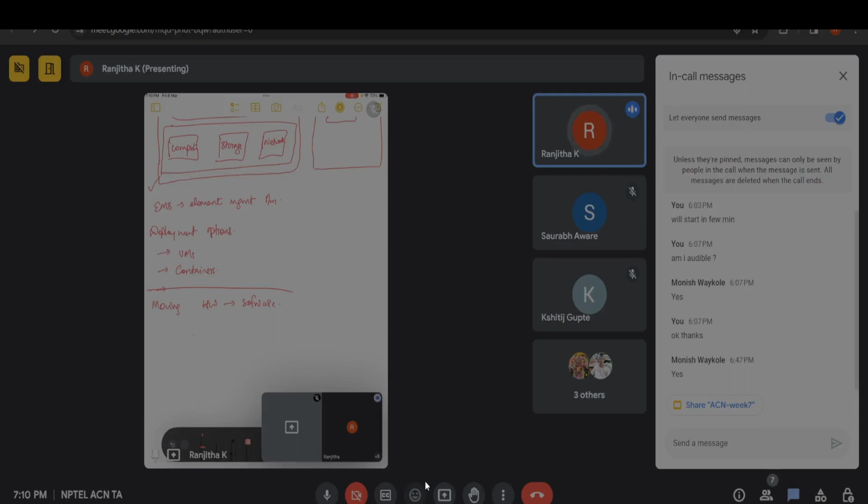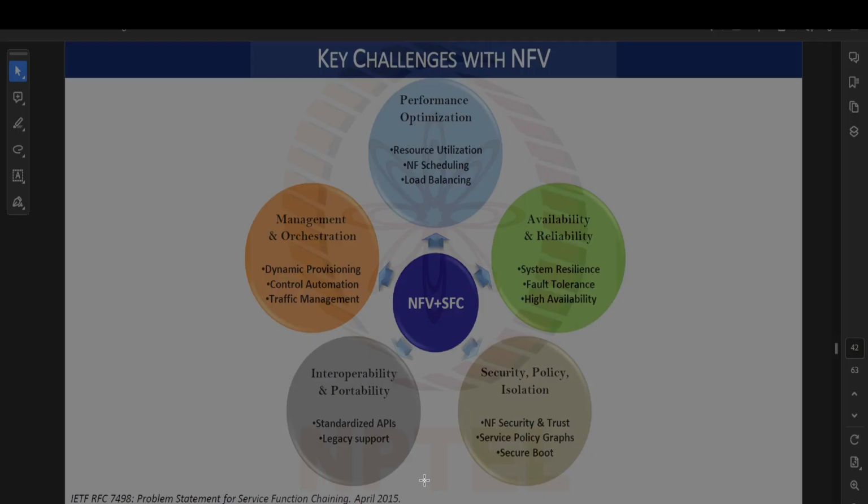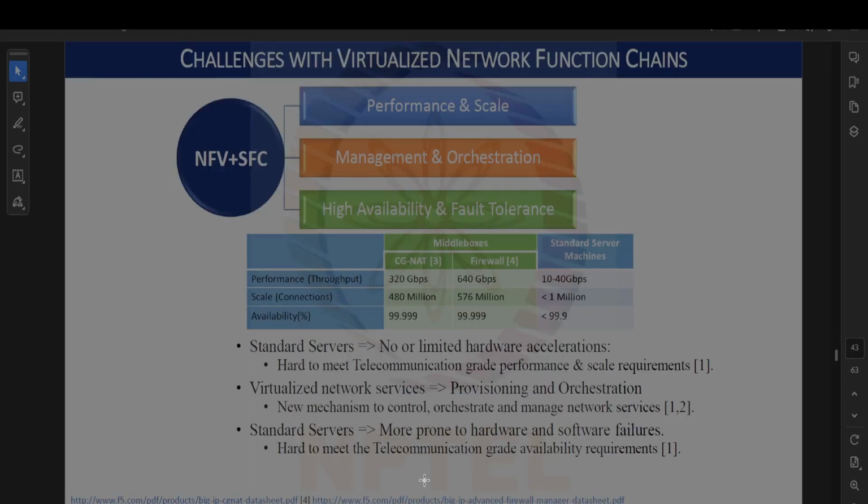In general, hardware is considered faster, right? So when we move the functionality from hardware to software, of course the software will not be able to process at the rate at which the hardware performs. So there will definitely be a degradation in the rate at which packets are processed. So there are performance and scalability issues.